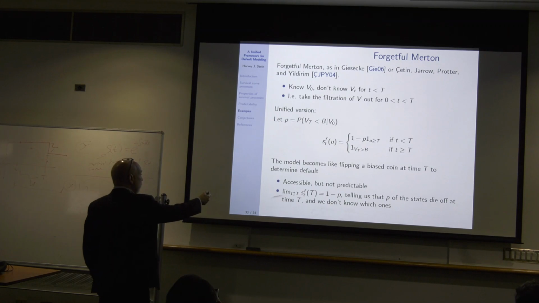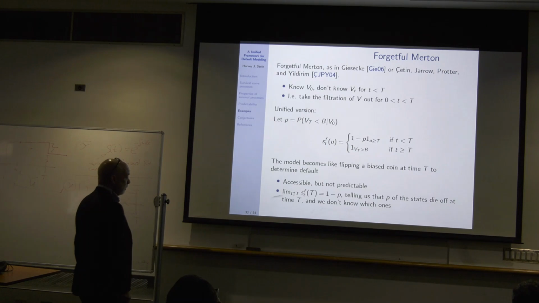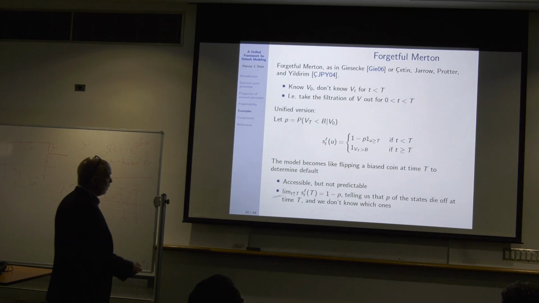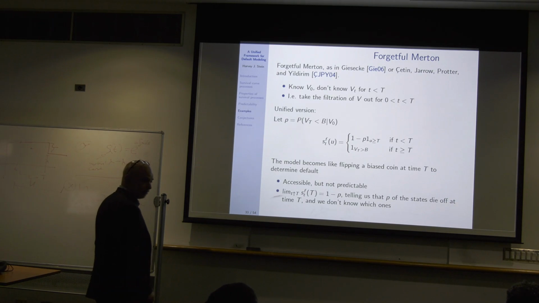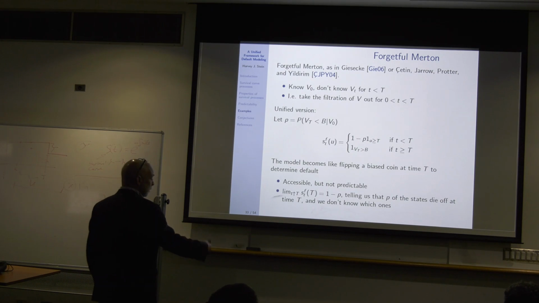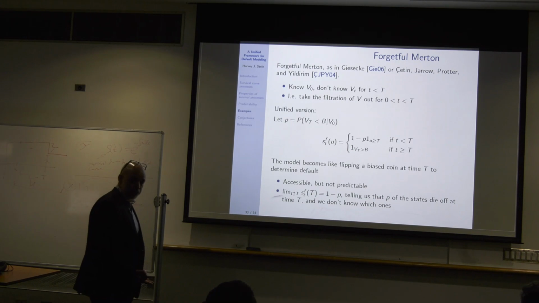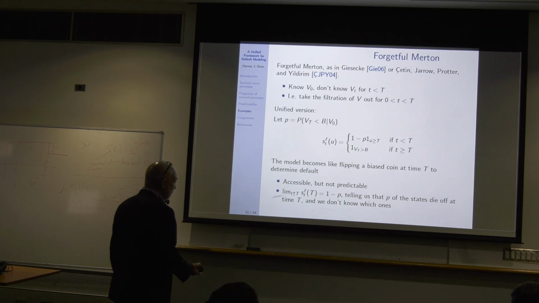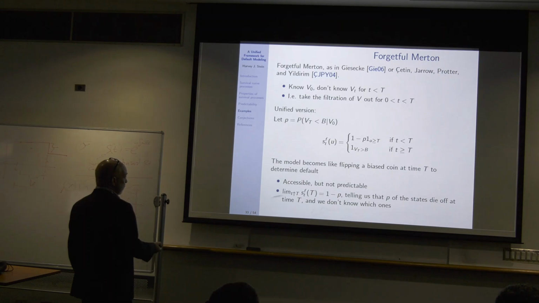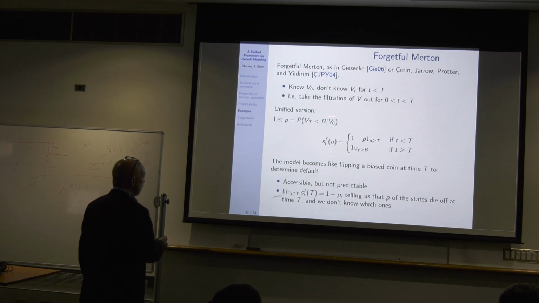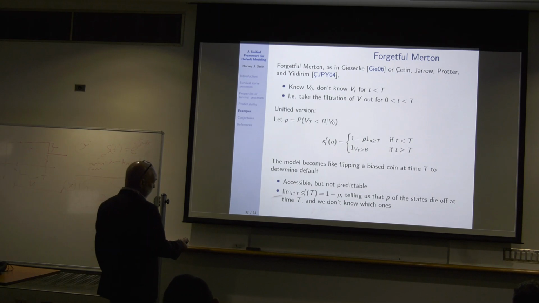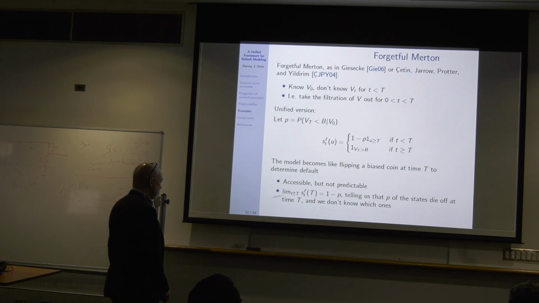Okay, but what ultimately happens is the model becomes like flipping a biased coin at time cap T, which you can see immediately from this. Because you have a probability of being below the barrier, and you don't know where you've gotten to, so you can't update that information until cap T when it happens or not. So it's very simple to express this in terms of survival curves, and it's very easy to see that it's a biased coin flip, and just as easily to see that it's accessible and not predictable.